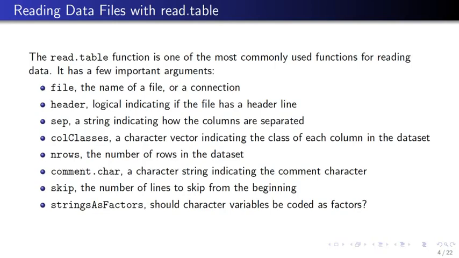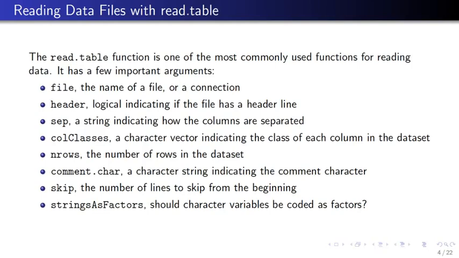colClasses is a character vector whose length is the same as the number of columns in the dataset, and the character vector indicates the class of each column in the dataset. For example, the first column may be numeric, the second column logical, and the third column a factor, etc. The colClasses vector is not required, but it tells read.table what the class of the data is for each column. nrows is the number of rows in the dataset. This is not required, but it can be used.